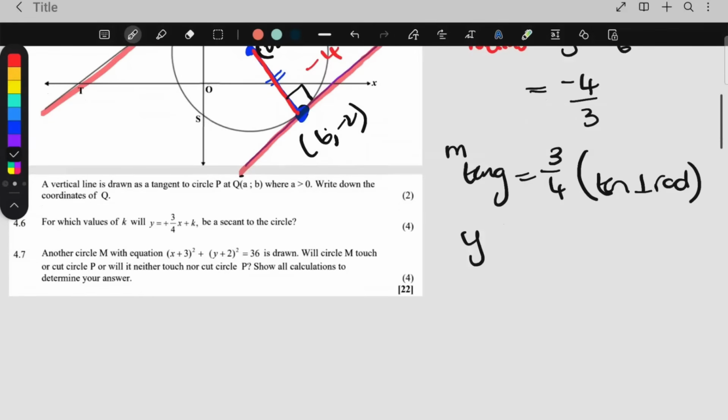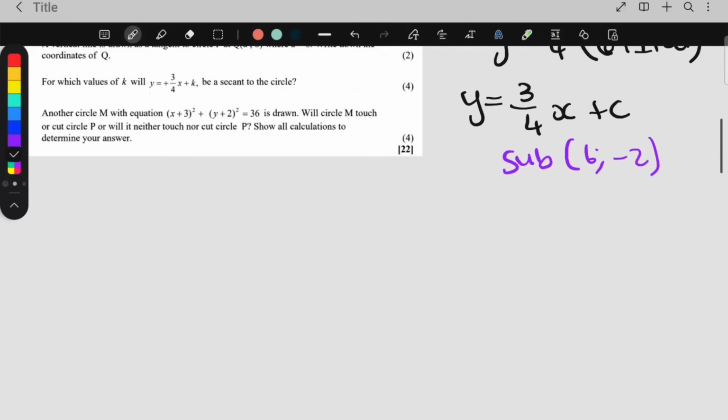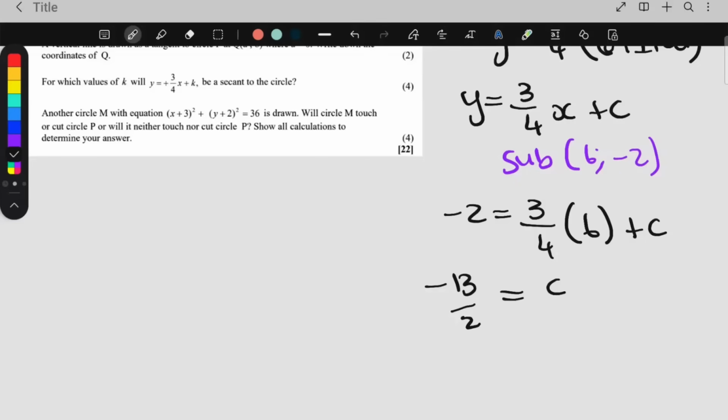So far, for my new tangent, I have this. And I'm going to substitute a point. The only point I have is this point of contact, which is (6, -2). So I'm going to sub that in. So I get negative 2 equals 3 over 4 times x, where x becomes 6, plus c. And I get my c to be negative 13 over 2. So therefore, the equation of the other tangent is y = 3 over 4x minus 13 over 2.